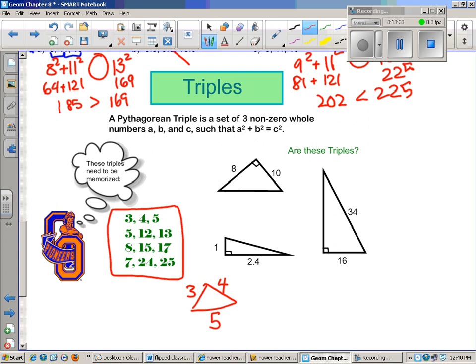All right. Not only do these work, but also their multiples. So 3, 4, 5 could also be 6, 8, 10, or 9, 12, 15. Like all their multiples also are Pythagorean triples. Okay, does that make sense? Exactly. That's just a Pythagorean triple shortcut.